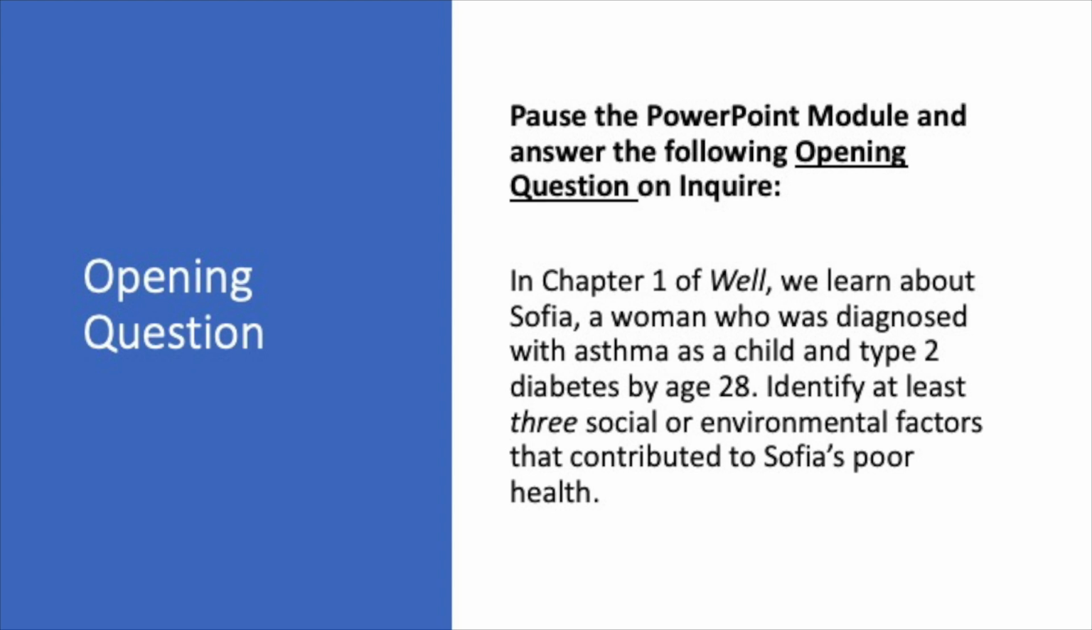So here's the question. In Chapter 1 of Well, we learn about Sophia, a woman who was diagnosed with asthma as a child and type 2 diabetes by age 28. Identify at least 3 social or environmental factors that contributed to Sophia's poor health. And you should be able to answer this in a paragraph or a few sentences.